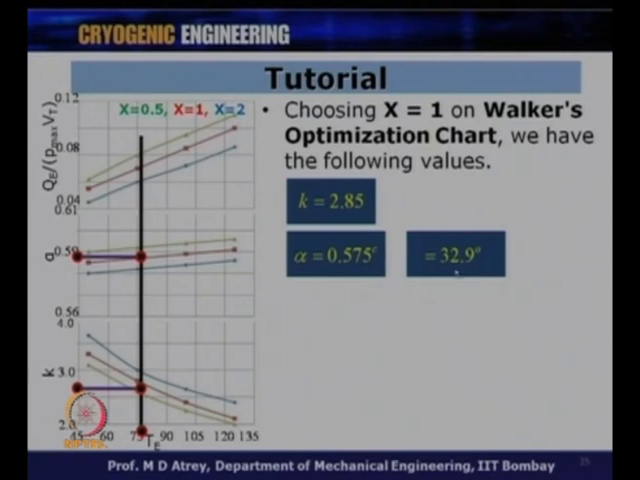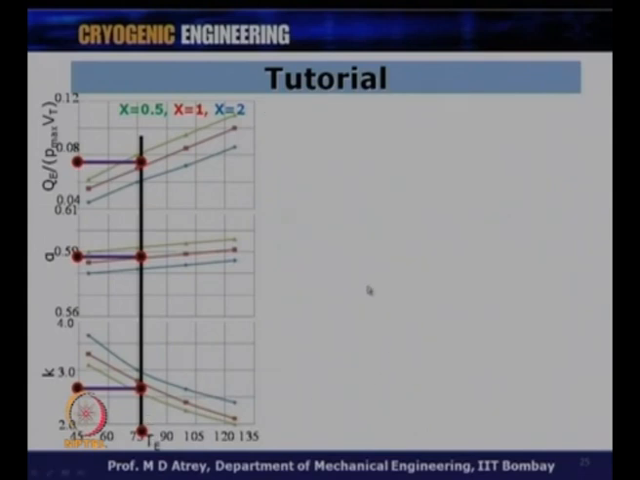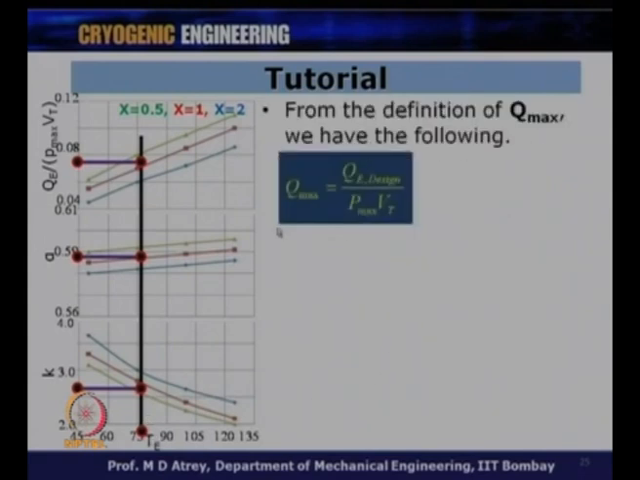Now, this is not very happy, as we just saw that it should be between 60 to 120, but this is our first iteration and we are getting a value of alpha of 32.9. If you want, I can increase or decrease my value of x, so that I will end up with whatever alpha I would like to have. And the corresponding value of Qmax is going to be 0.07, which is located from this curve. All these values have been taken at x is equal to 1 and T is equal to 77.2 Kelvin. From the definition of Qmax now, I get Qmax is equal to QE design upon Pmax by Vt, and we already calculated my QE design.